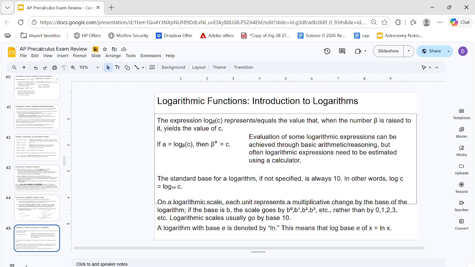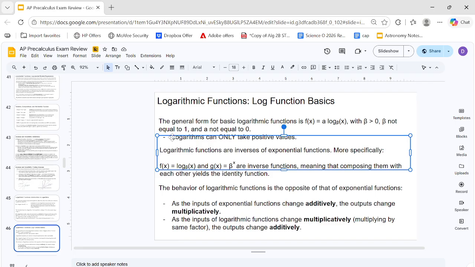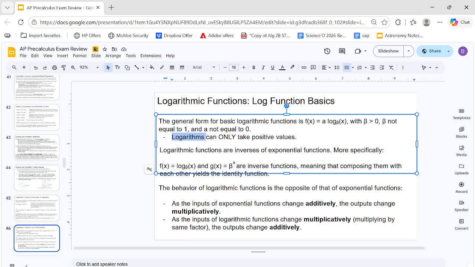Okay, so basically logarithms are the inverse of exponents. So if a equals log base b of c, then b to the a equals c. If the logarithm base is not specified, it's 10. And then on a logarithmic scale, each unit represents a multiplicative change. So the general form for basic logarithmic functions is a equals log base b of x. b has to be greater than 0, b is not 1, a is not 0. Important, they can only take positive values, so negative values are not in their domain.